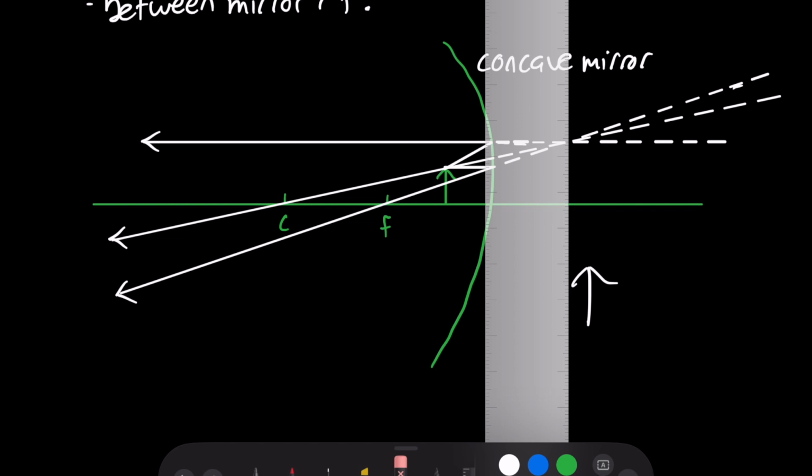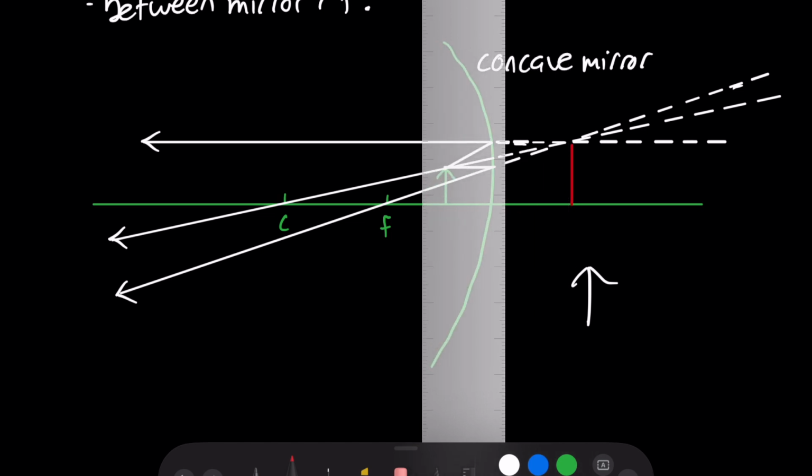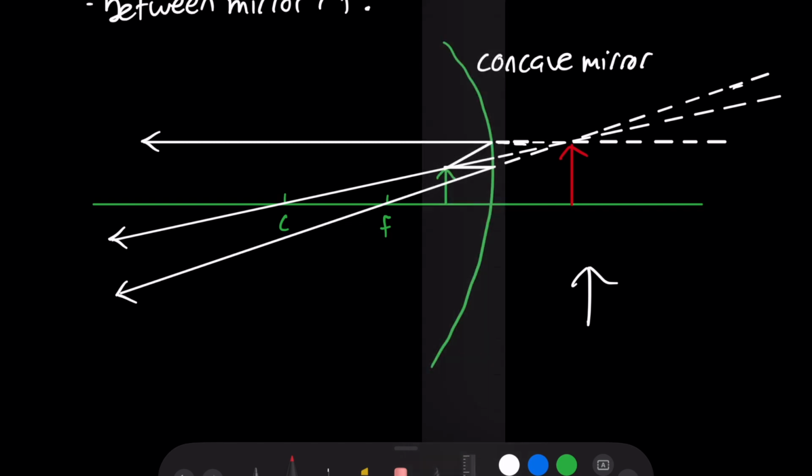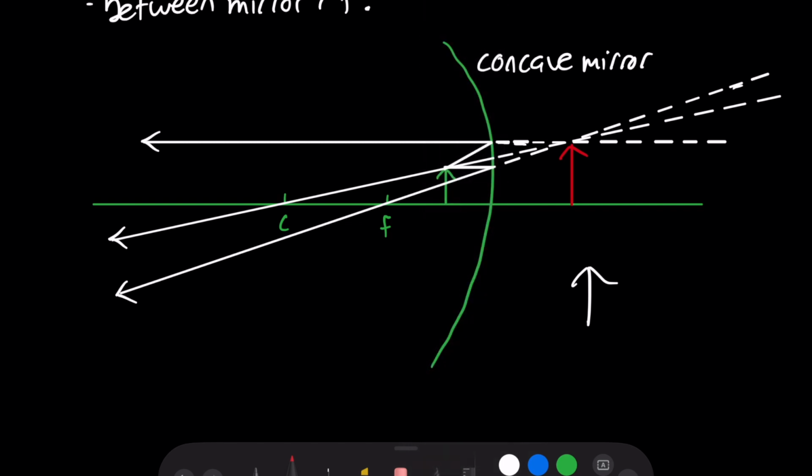Oh, that is our eraser. Let's bring out a marker. There we go. Perfect. So our image should be found right there. So again, we draw it from our principal axis to where our intersection is. We see our image end up right there.